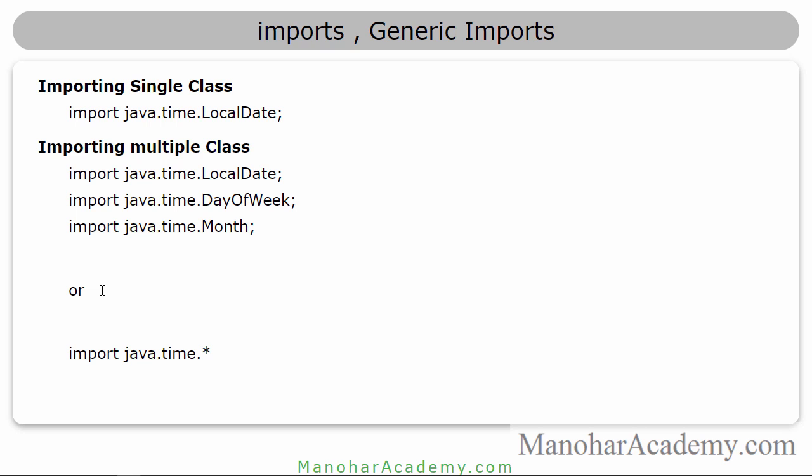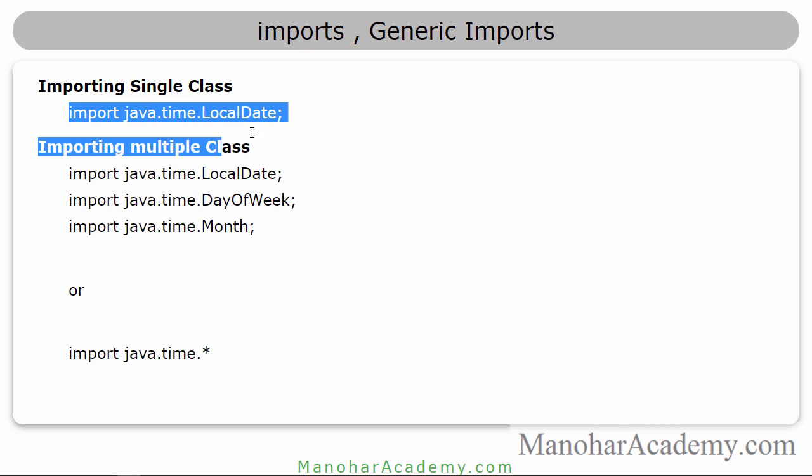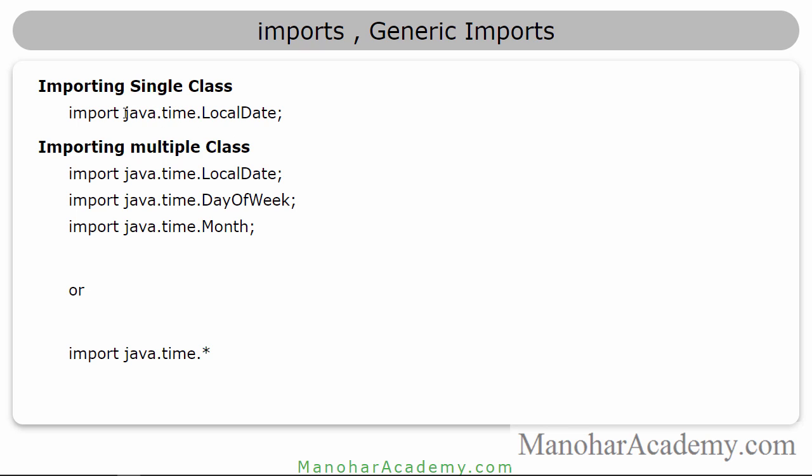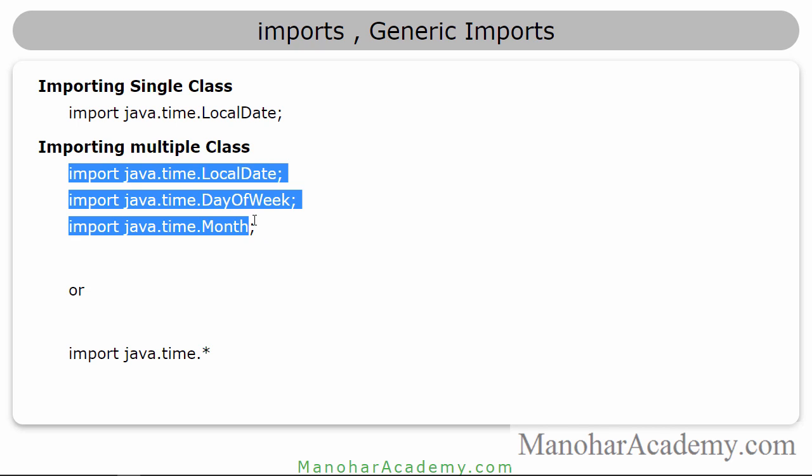Okay, coming to importing. If I am working and I need classes from other packages, I need to import that class. So whenever I am using LocalDate, I need to use this import statement. If I don't use this import statement, I have to write java.time.LocalDate every time. So if I import, I can refer to this particular class by its simple name. Also, in the previous lesson, we have seen that we have used LocalDate, DayOfWeek, Month, all these three classes from the same package.